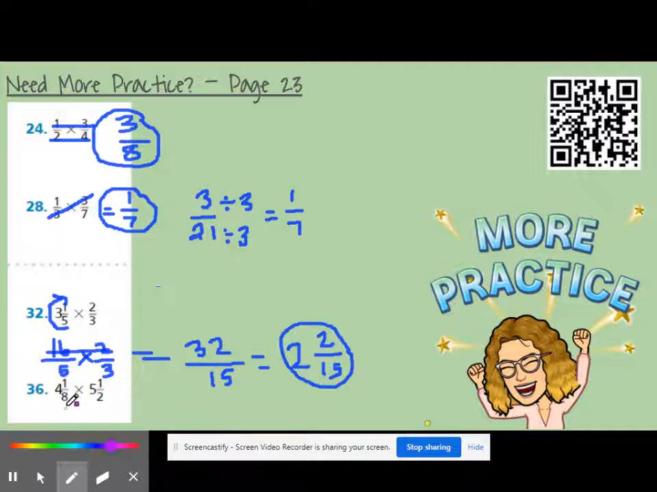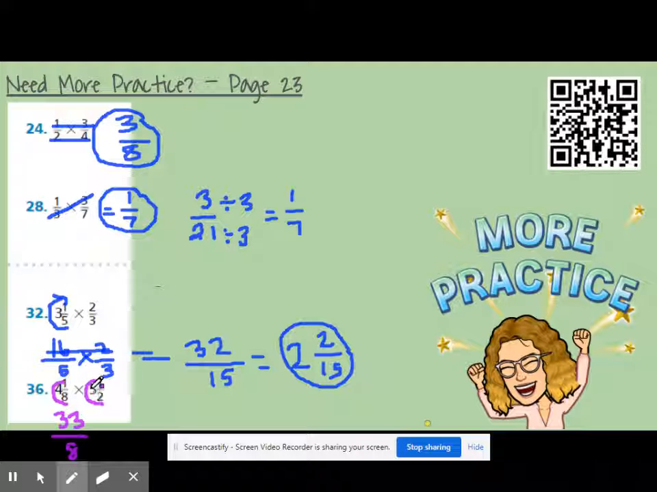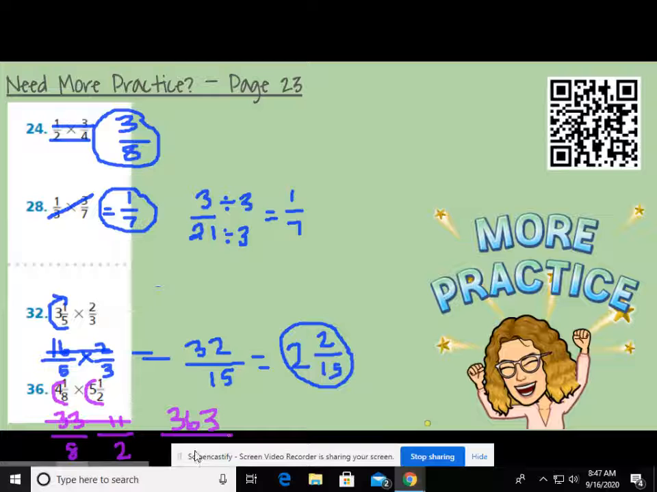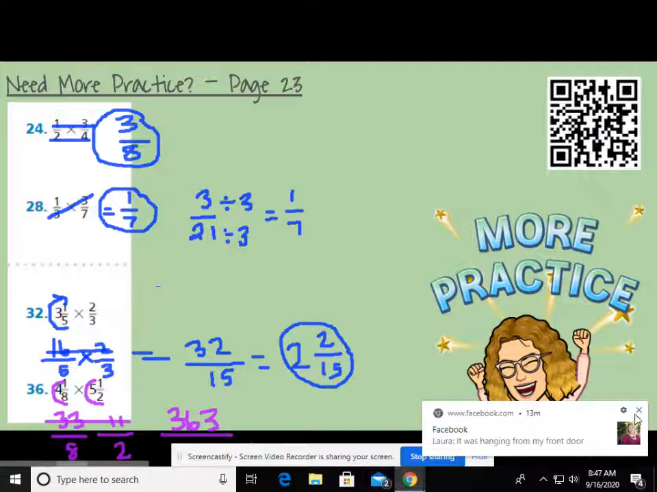And then the last one, we got to make them improper. So multiply, you get 32. Add, you get 33. Multiply, then add. 5 times 2 is 10, plus 1 is 11, over 2. When I multiply straight across, 33 times 11. What is that? You may have to work it out. You're going to get 363 over 16.